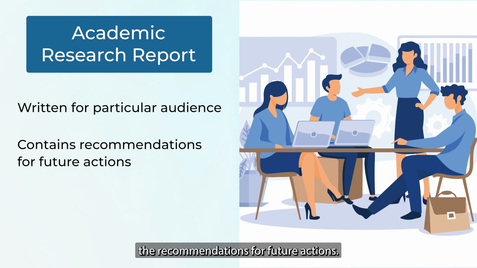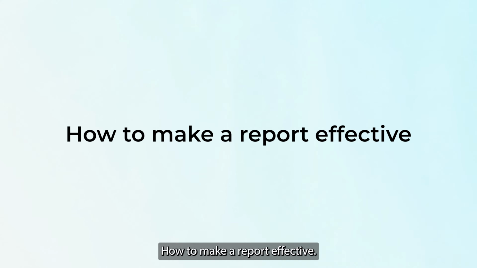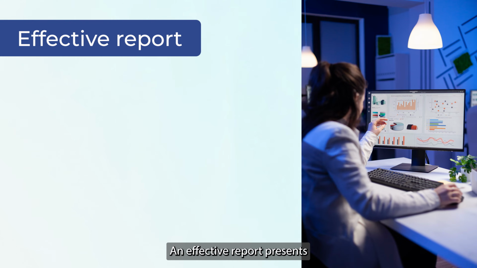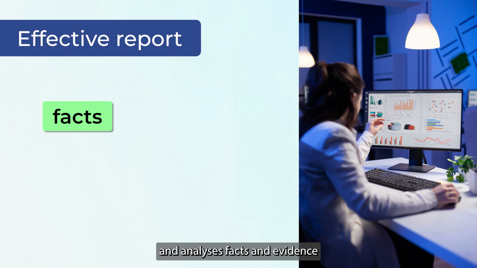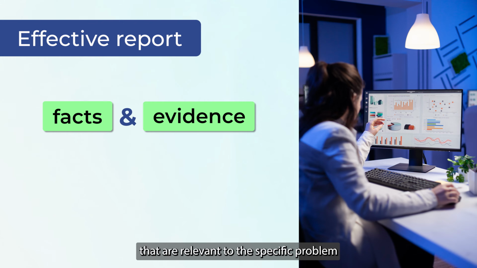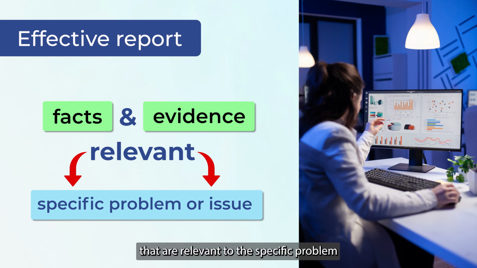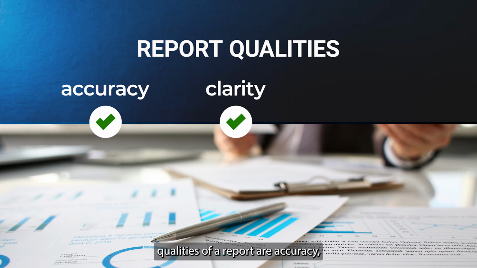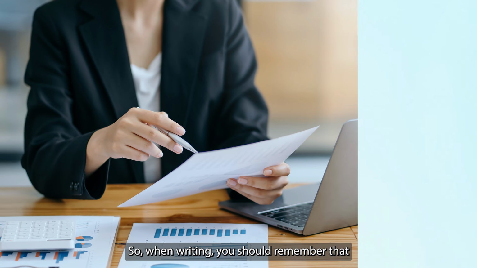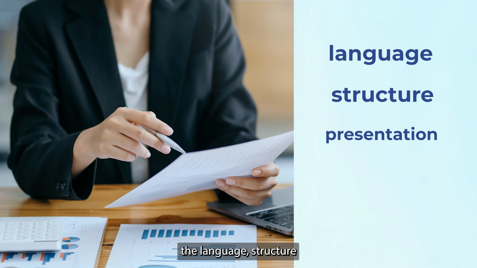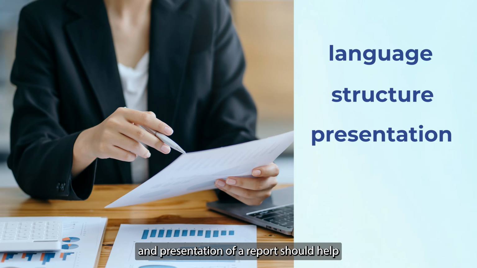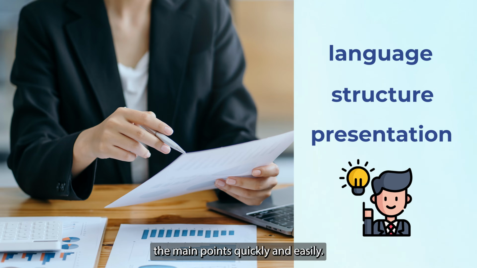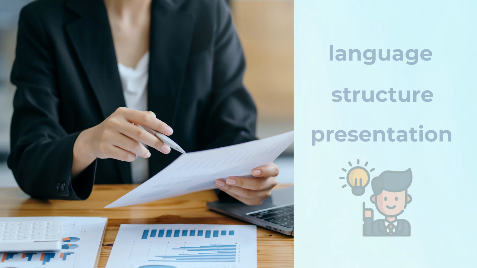How to make a report effective? An effective report presents and analyzes facts and evidence that are relevant to the specific problem or issue of the report brief. The 3 main qualities of a report are accuracy, clarity, and readability. So when writing, you should remember that the language, structure, and presentation of a report should help the reader understand the main points quickly and easily.